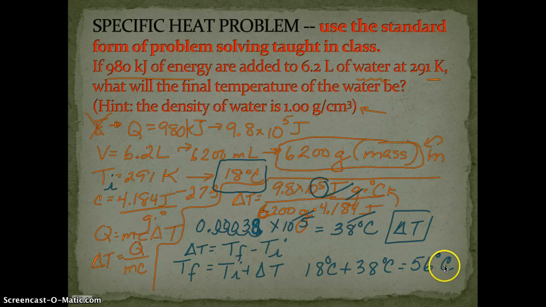Now, if you wanted to convert that to Kelvin, you would actually just add 273 on, and you would get 329 Kelvin. Either way you answer this is fine, but just make sure if you're going to use a K here, joules per gram times degrees Celsius for your specific heat, that you stick with a K all the way through, or if you stick with a C, that you stick with a C.